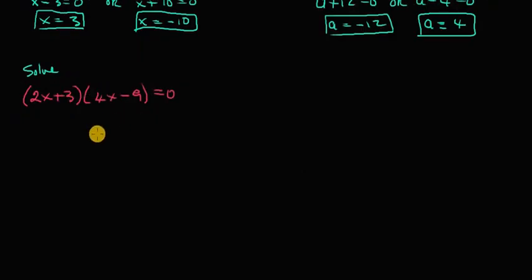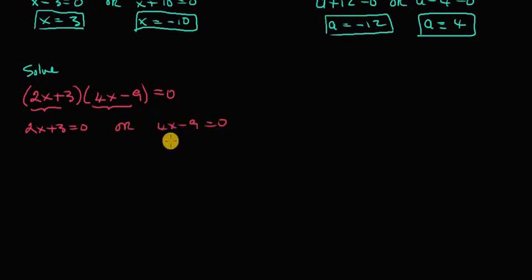Now, how do you solve something like this? It's very similar to the previous examples, but the only difference is here now I have a 2x instead of a single x, and I have a 4x instead of an x as well. So we solve them in the same way. We know that this here must be equal to 0 or this. So we're going to write down that 2x plus 3 is equal to 0, or 4x minus 9 is equal to 0.